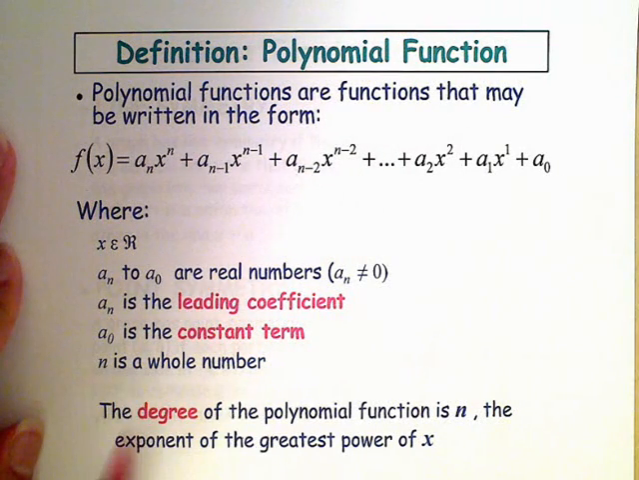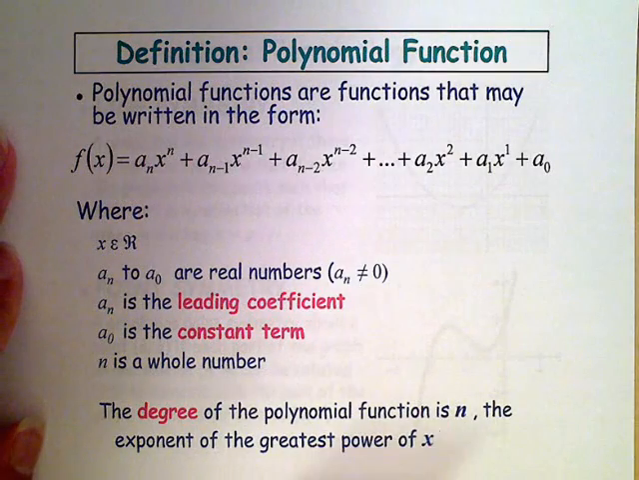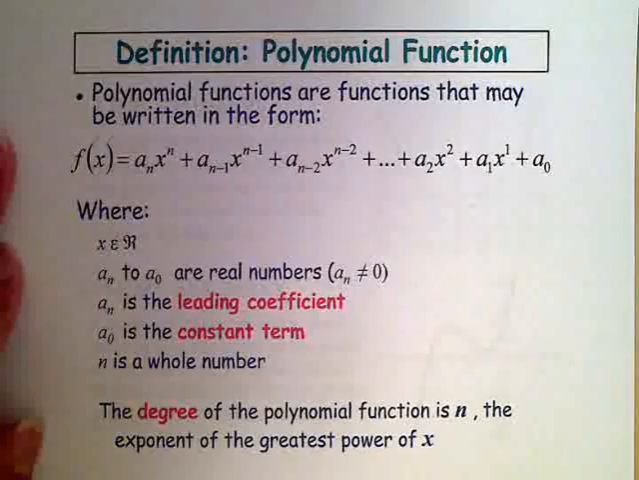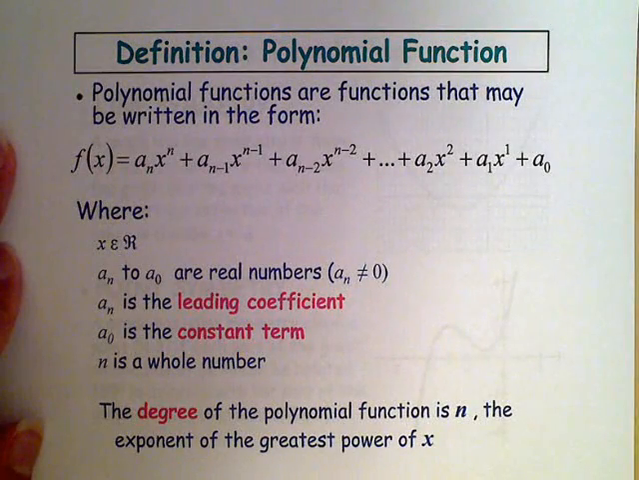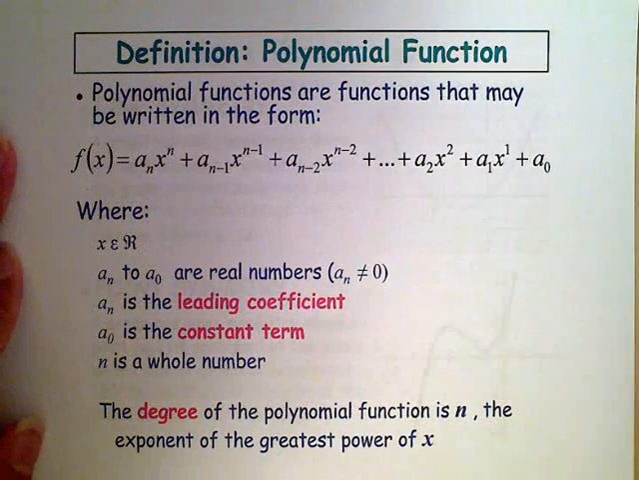The degree of the polynomial function is n, the exponent of the greatest power of x. So what this means is whenever you're trying to figure out what the degree of the polynomial function is, you're looking for the term that has the highest exponent, and that's the degree of the polynomial function.